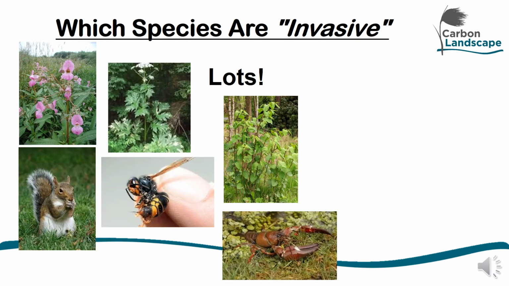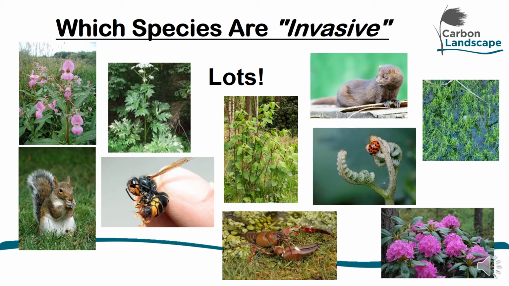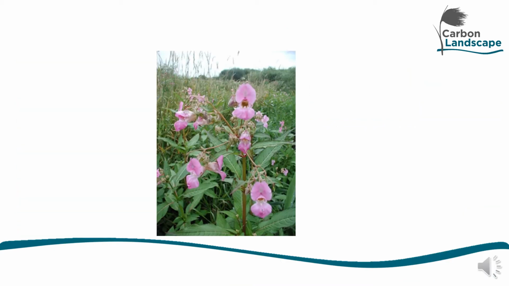So which species are invasive? There's lots of them. Can you name any of these? This one is Impatiens glandulifera, otherwise known as Himalayan balsam. Introduced in the 19th century, Himalayan balsam crowds out native plants and steals the pollinators, like the bees.